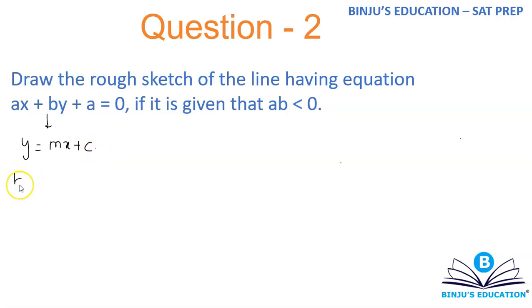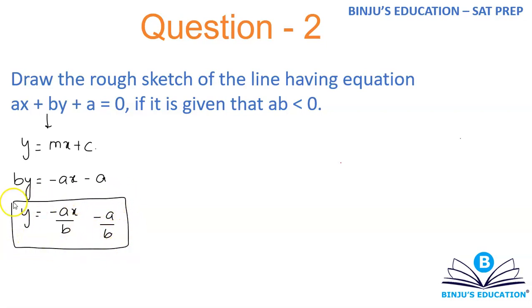So this will become by is equal to minus ax minus c, or you will have y is equal to minus ax by b minus c by b. On comparing this equation with y is equal to mx plus c, you will get your slope, which is minus a by b, and you will get your y-intercept as minus c by b. Now it's given to us that a into b is less than 0.